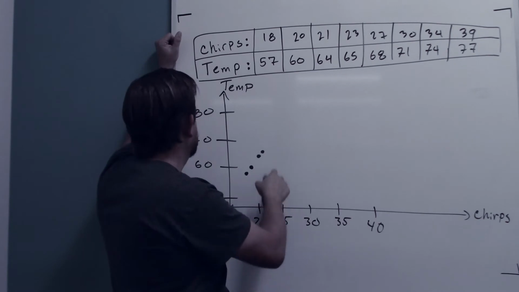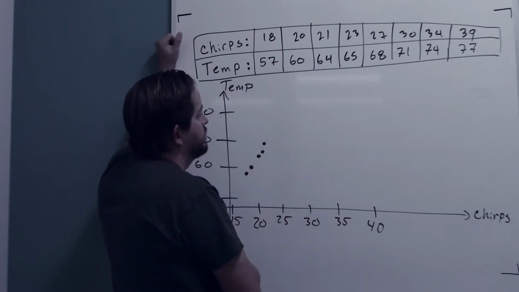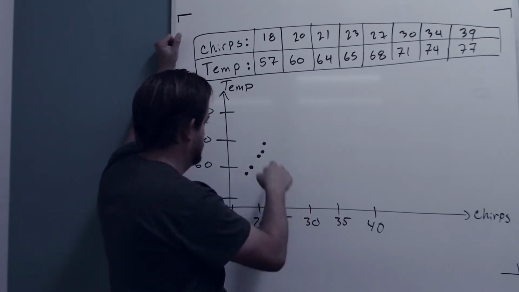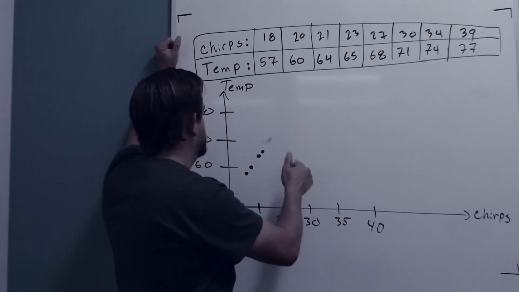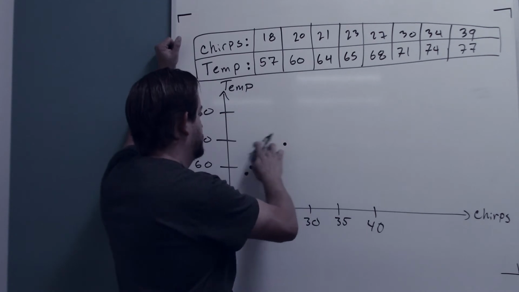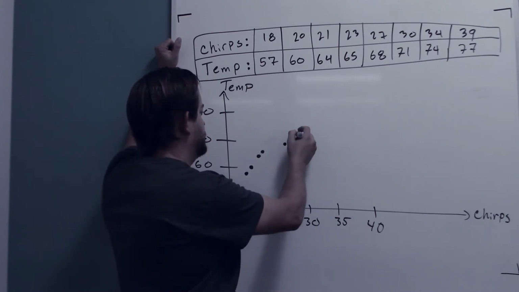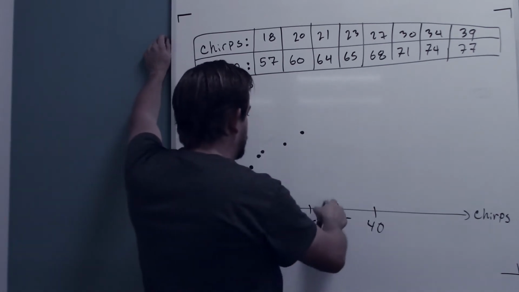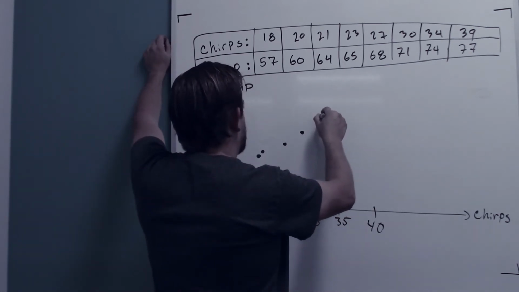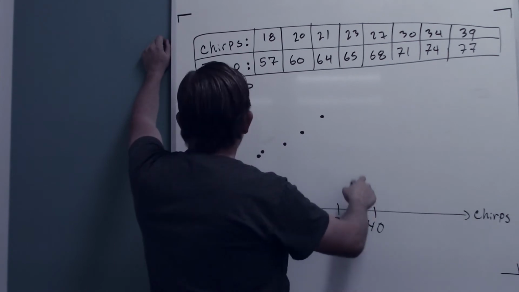27 and 68, 30 and 71, oops, that's not right, 27 will be over here, and 68, 30 and 71, 34 and 74, 39 and 77.